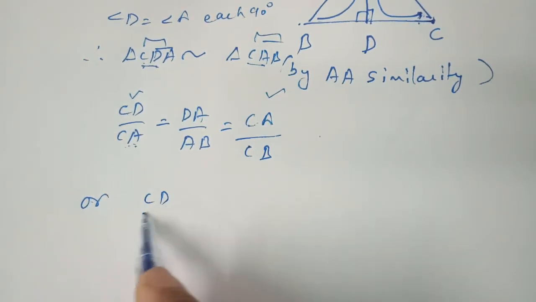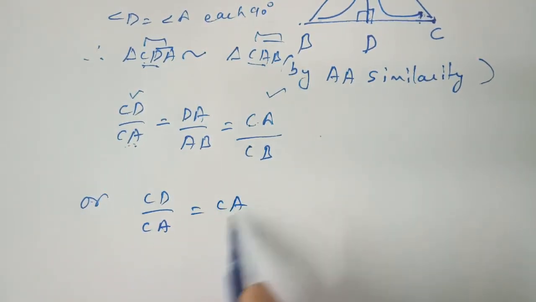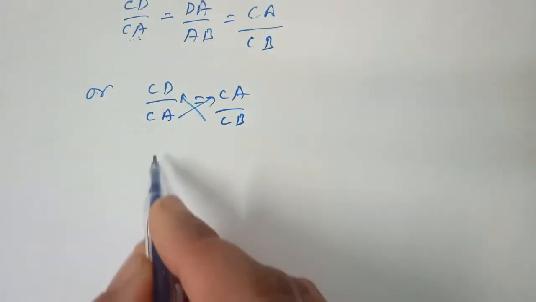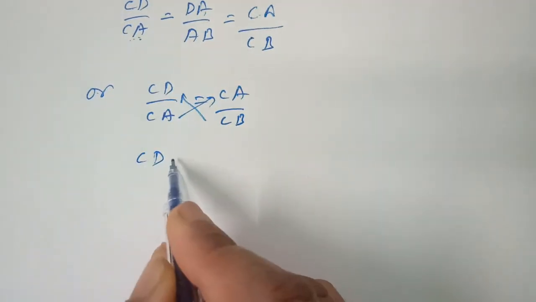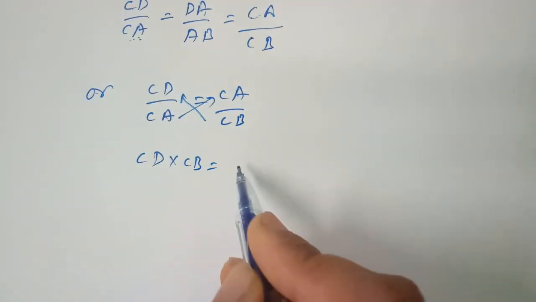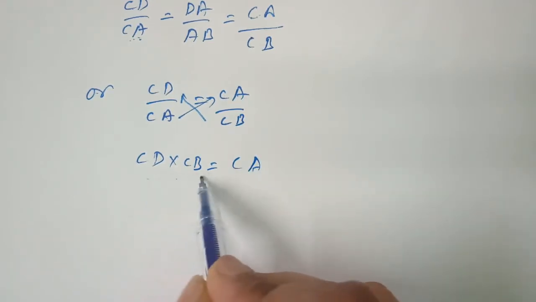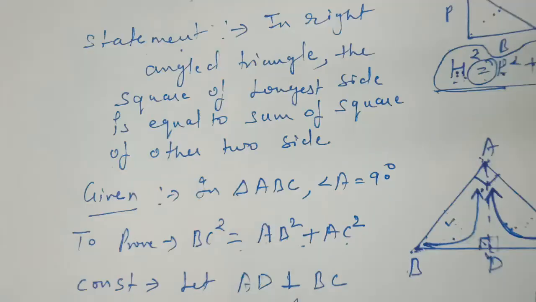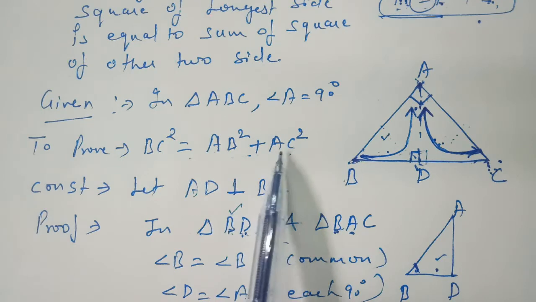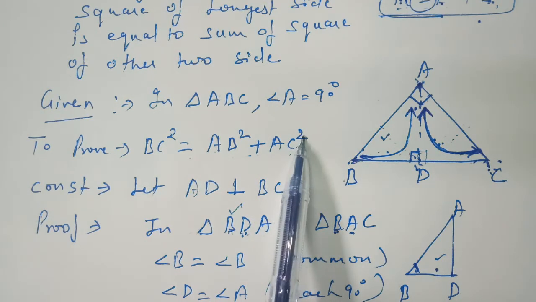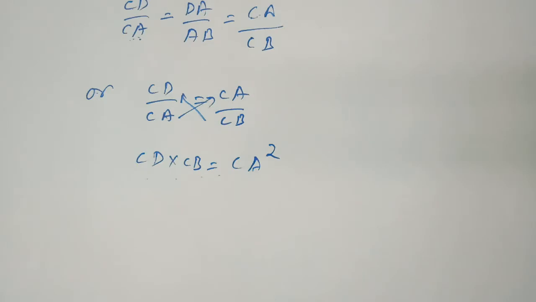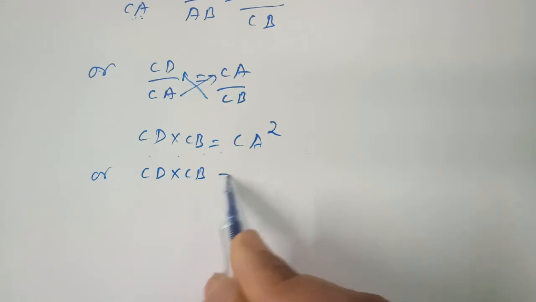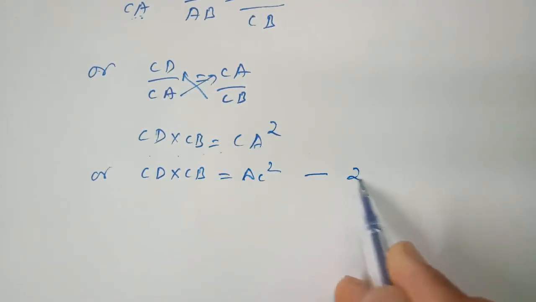Or CD upon CA equal to CA upon CB. Now cross multiply both of them. You will get CD into CB equal to CA square. If we see the portion which we have to prove, you can easily observe that CA means AC square we have got. So let us write it in the correct form, or we can write it as CD into CB equal to AC square. Let this be equation number second.